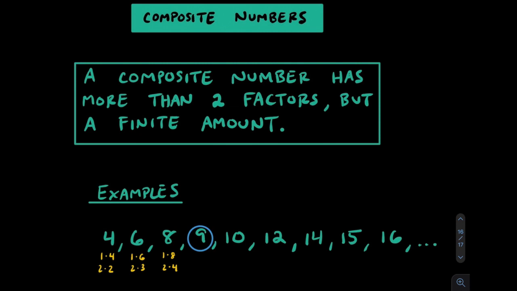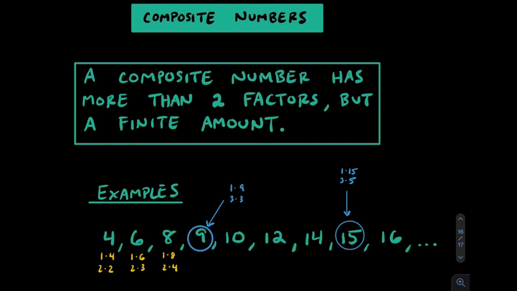A common misconception that students have is that composite numbers must be even. If you look at this 9 here, even though it's odd, it's composite. Not only do we have 1 times 9, but we have 3 times 3. 9 has 3 factors, making it composite. In addition, while 15 is an odd number, it is also composite. Not only do we have 1 times 15, but we have 3 times 5.